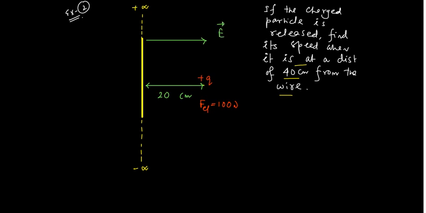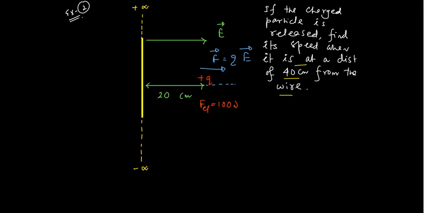And since it is a positive charge, it will feel a force also in the rightward direction. So I can write F vector is equal to q into E vector. All right, so it is feeling a force also in the rightward direction. So when it is released, the charged particle will try to move in the rightward direction, obviously. So it will move away from the wire.